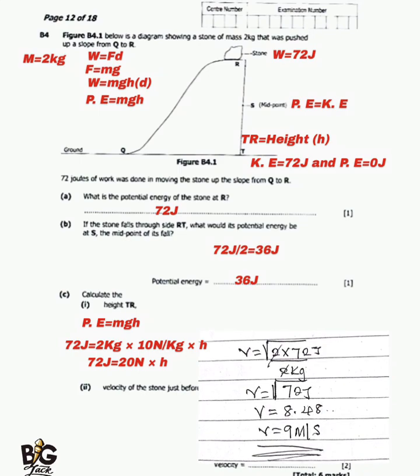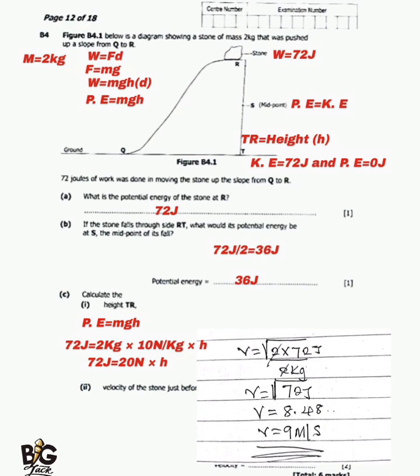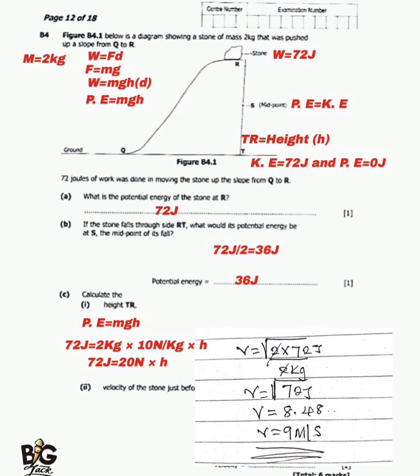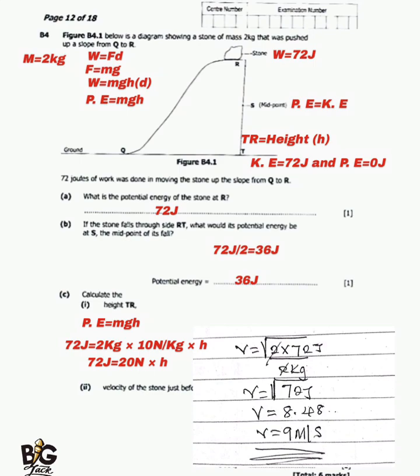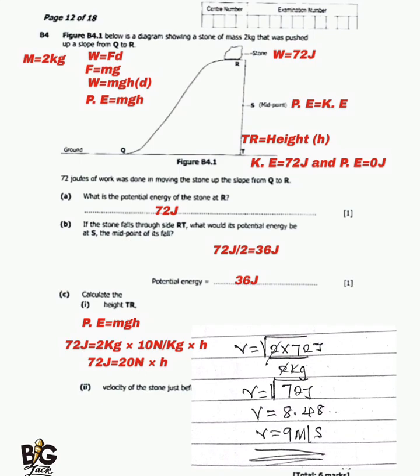Now 2 and 2 are going to cancel each other. So I'm going to find the square root of 72. The square root of 72 is going to be 8.48 and so on, but as for me, I'm just going to round this one off. So I'm going to say velocity is equal to 9 meters per second. We also need to include the units. Okay, so that was the last one.